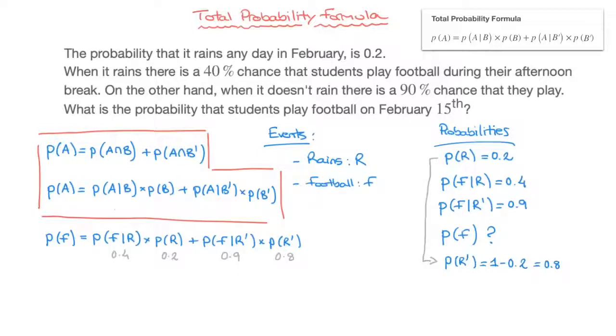Now we can actually calculate. Indeed, we can state that the probability that students play football is equal to 0.4 times 0.2 plus 0.9 times 0.8. That's equal to 0.08 plus 0.72. Finally, we can state that the probability that the students play football on February 15th is equal to 0.8. And that's the final answer. And that's the end of this worked example involving the total probability formula.